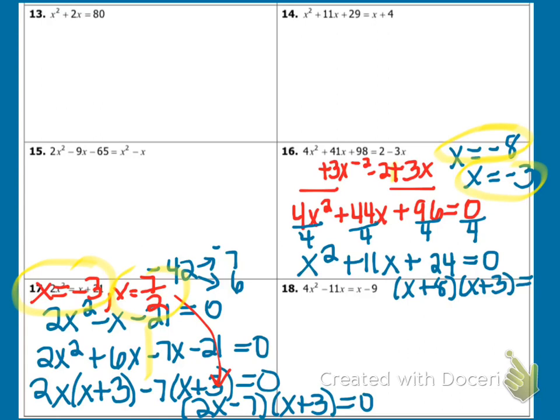So the remaining 4 questions on this page and the accompanying homework pages should give you plenty of practice for solving quadratics by factoring.